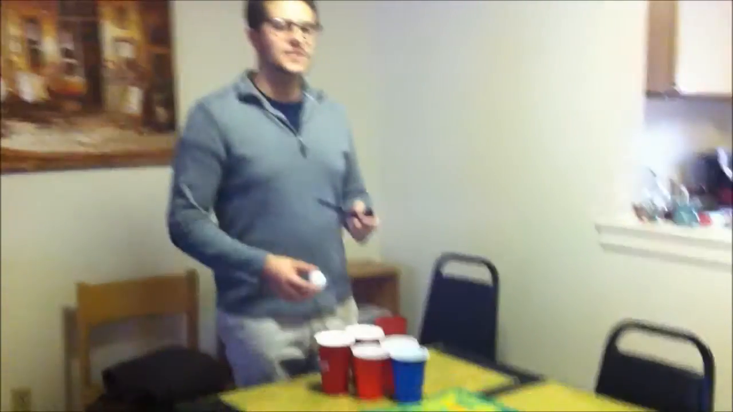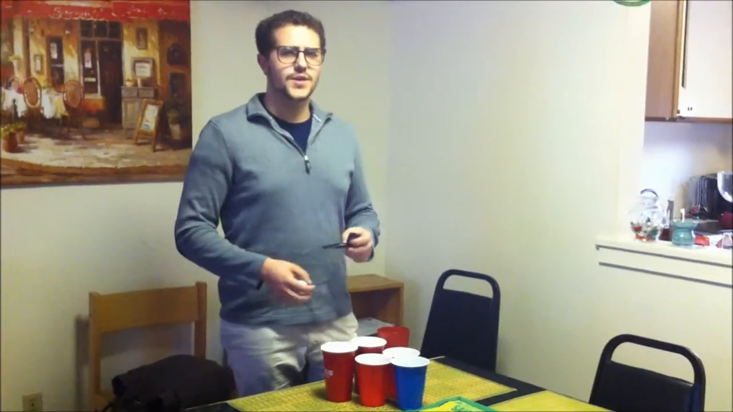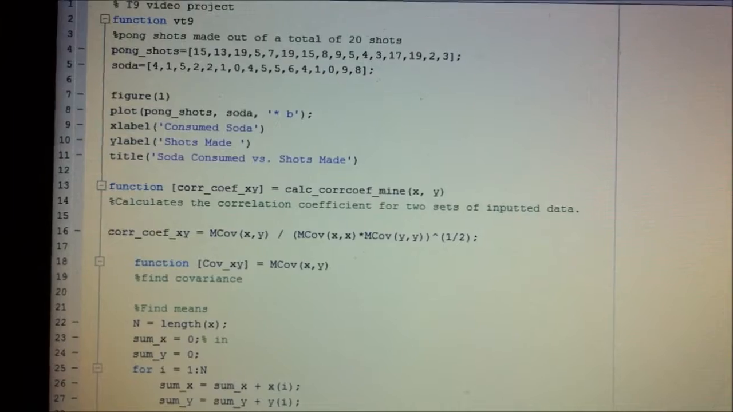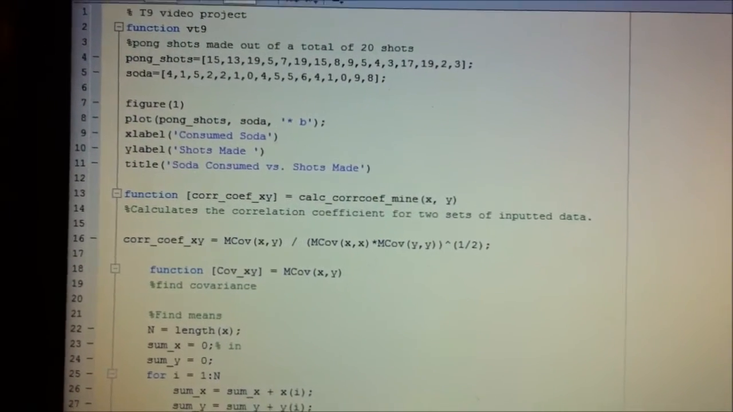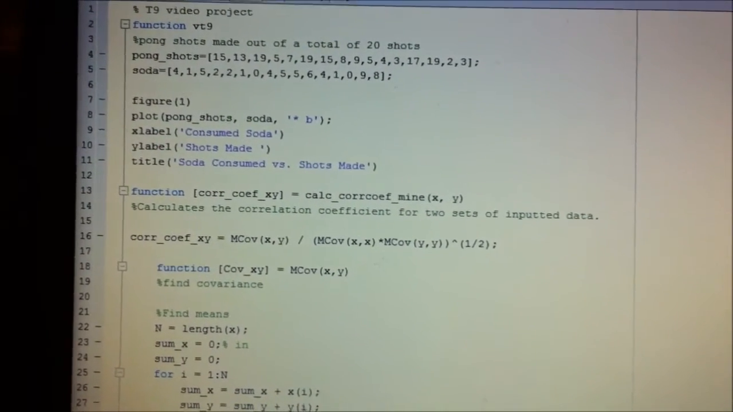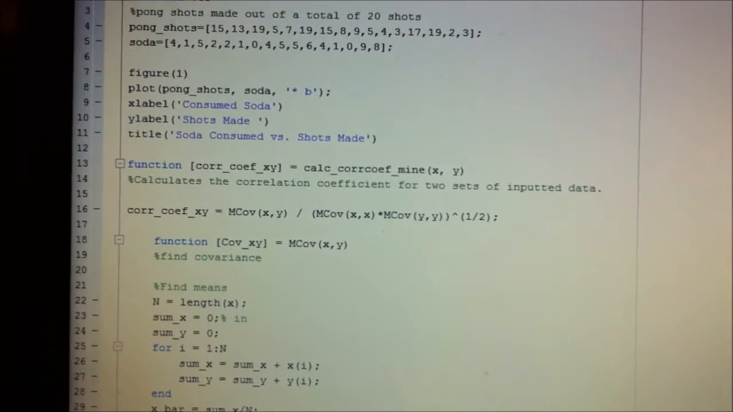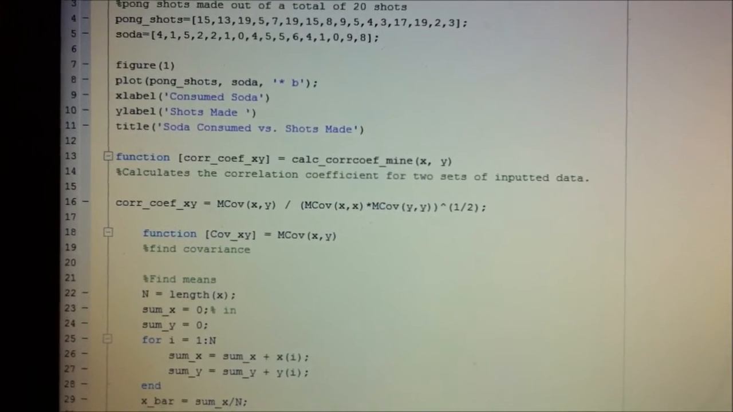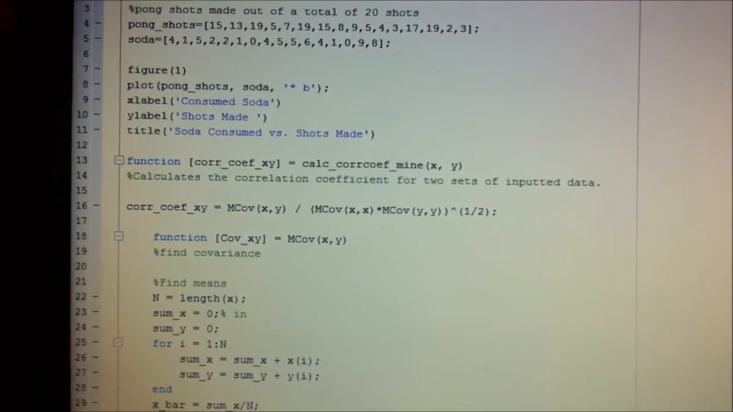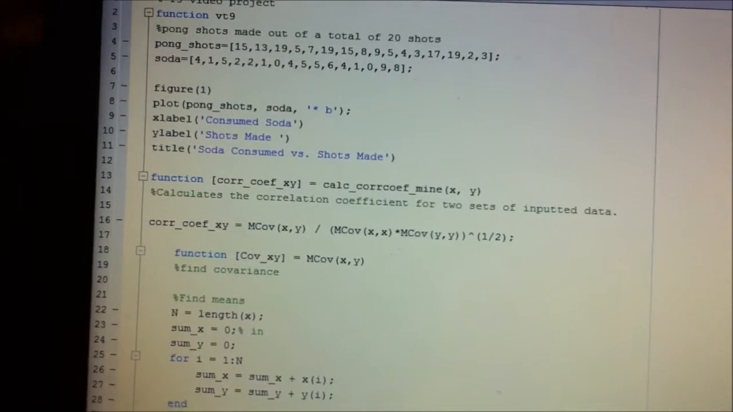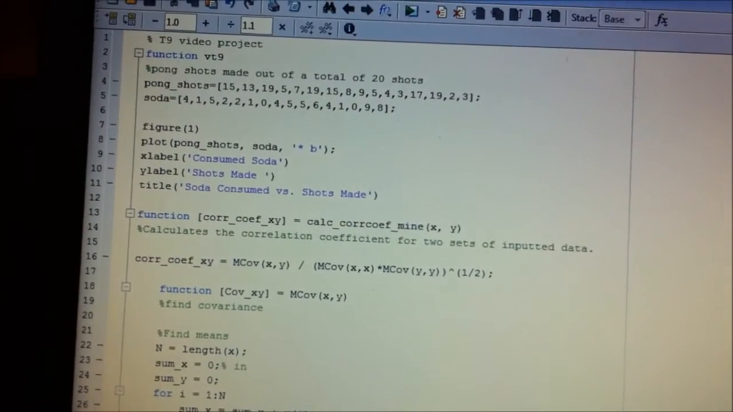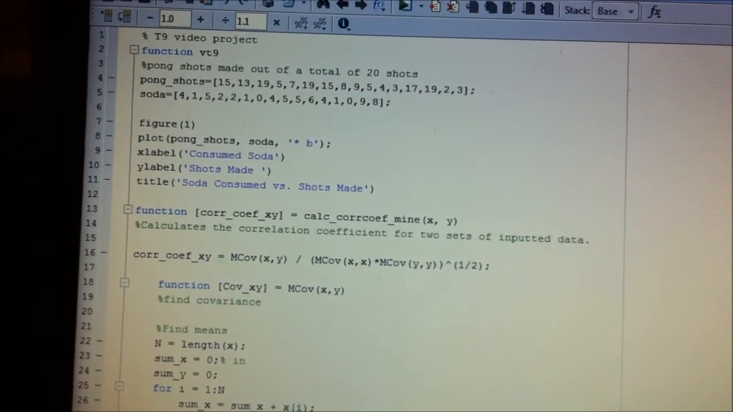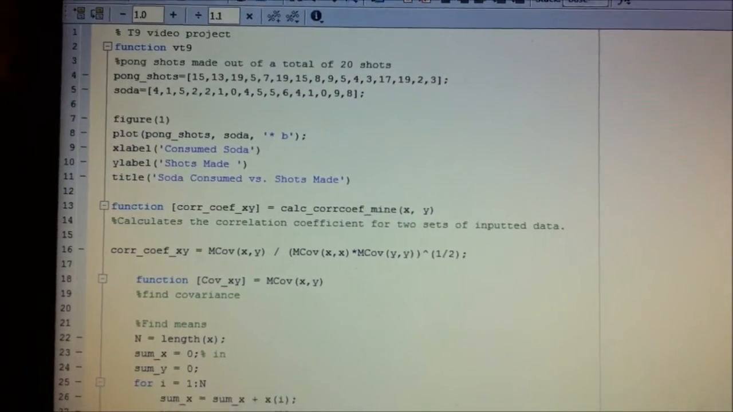Let's say you want to know who the best Pong partner is. We can do a study using MATLAB to find out. To find out who the best Pong player is, we created a function that reads in the array of Pong shots and the array of sodas consumed. First, the function plots the amount of Pong shots made versus the amount of sodas consumed, as a scatter plot, and labels the axes accordingly.